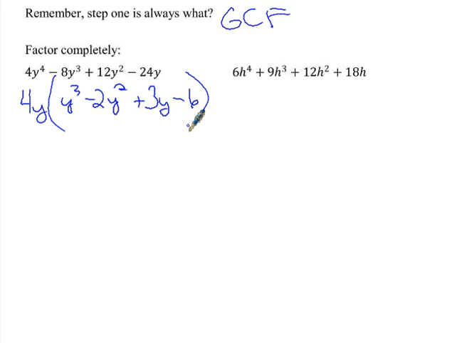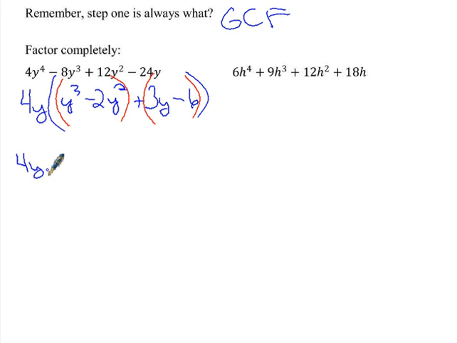Now we got to keep going. We have 4 terms inside the parentheses here. So what are we going to do with those 4 terms? We're going to group them. I'll group here. I'm going to leave the plus sign out, and I'm going to group here. Now what am I going to do? GCF inside those groups. So I'm going to write my original GCF, 4y.